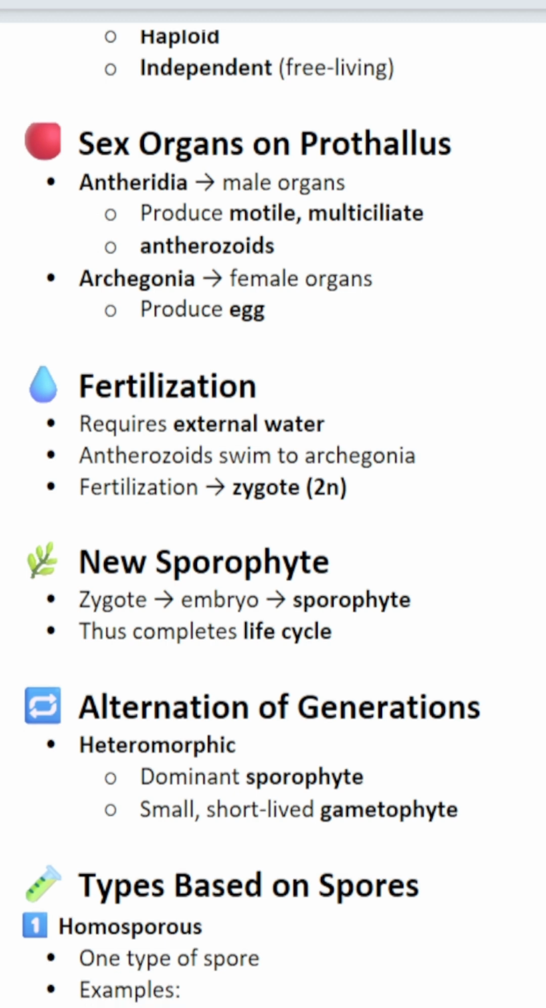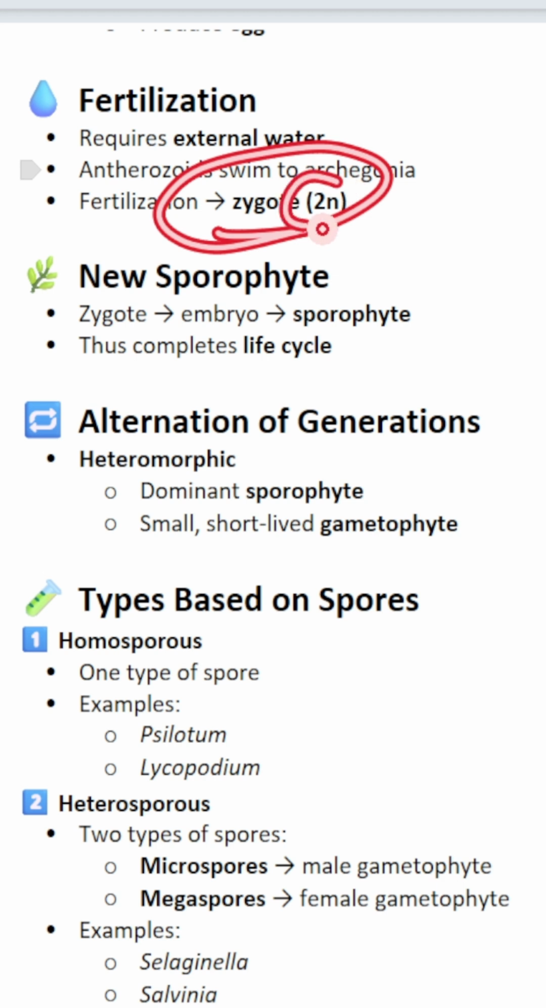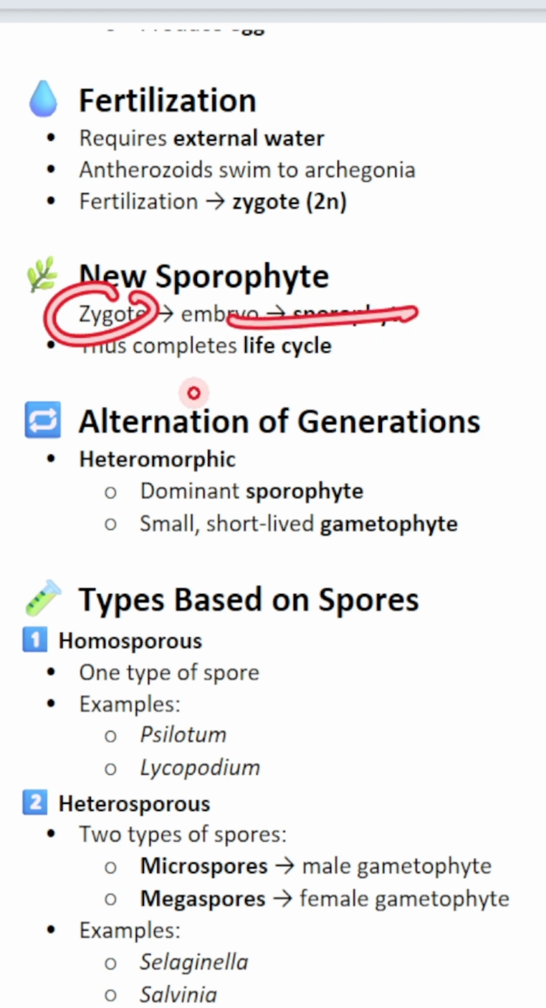Now let's move into fertilization. They need external water for fertilization. As the sperms are ciliated, they swim in water and move to the archegonium egg for fertilization. After fertilization, a zygote is produced, which is 2n. The development of the zygote gives rise to the sporophyte. So the zygote develops into the sporophyte, whereas the spore develops into the gametophyte.